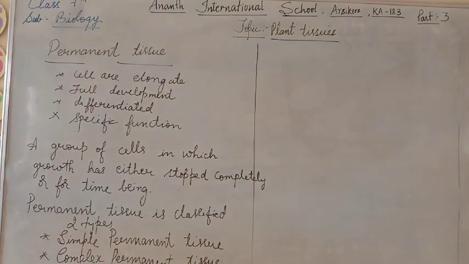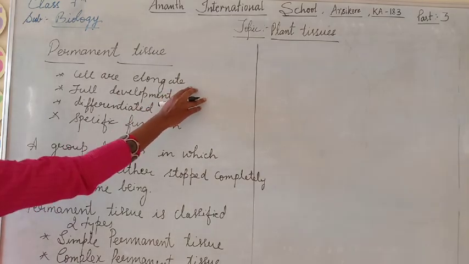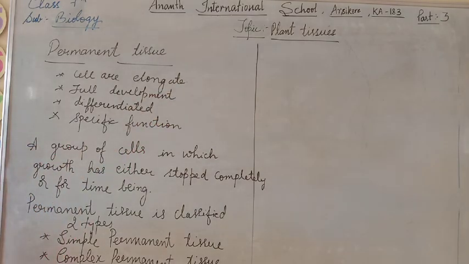So in the meristematic tissue the cell division takes place, that means new cells will be formed. Those cells will be elongated, meaning the size increases or the growth takes place. Those cells will be fully developed, and after full development, they get differentiated. After differentiation only, the specific function takes place. So these cells are called the permanent tissue, and this permanent tissue is classified into two main types, that is simple permanent tissue and complex permanent tissue.